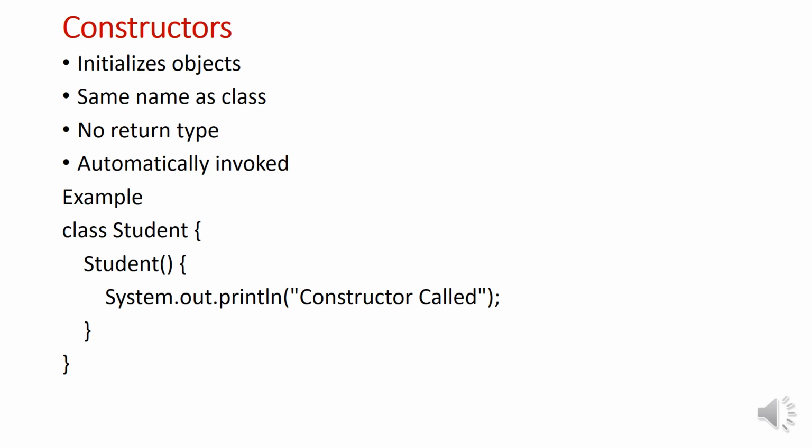Constructor. When the class name and the method name are the same, it is called a constructor. It initializes the objects, has the same name as the class, has no return type, and is automatically invoked. There is no need to call it separately while executing the program. Whenever the class creates an object, at the same time the constructor is called. Example: Student. Within that, the class name is Student, and the method name is also Student. That method is called a constructor.